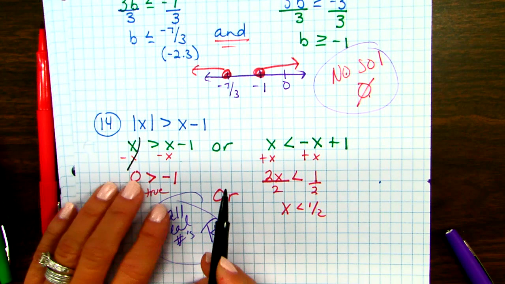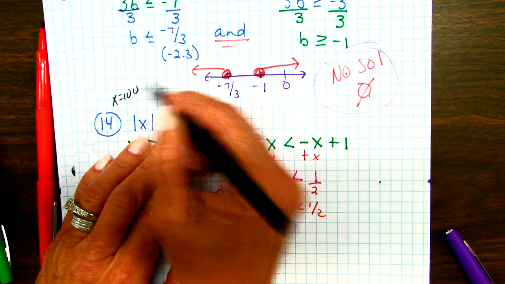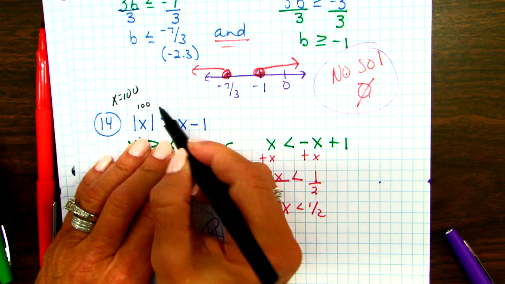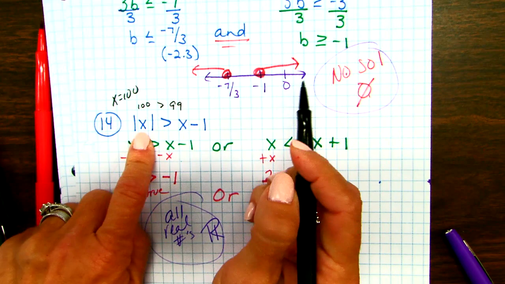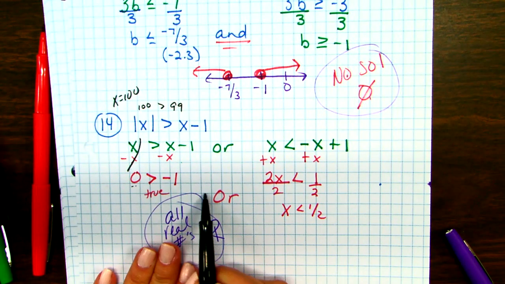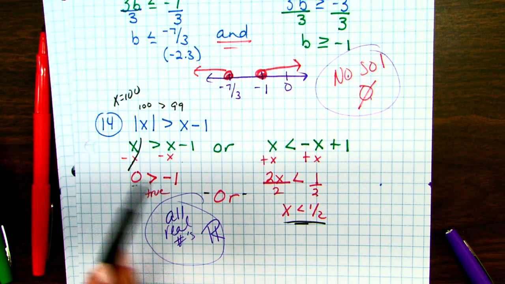And here's the proof. Pick any number in the whole world. Let's use x as 100 and plug it in. If I put 100 there, the absolute value of 100 is 100. Is that going to be greater than 100 minus 1? Always, because you're just going to subtract 1 from whatever you had in there. So any x value will make this true. And it says or. So we want any number in the whole world or a number less than 1/2. Well, this is covered in all of these, okay?